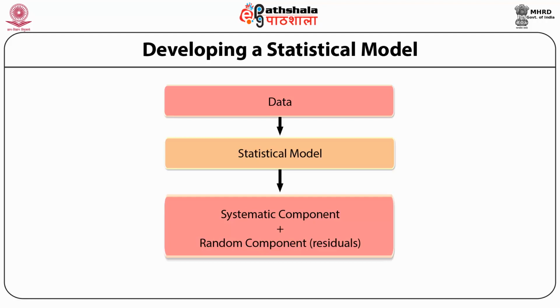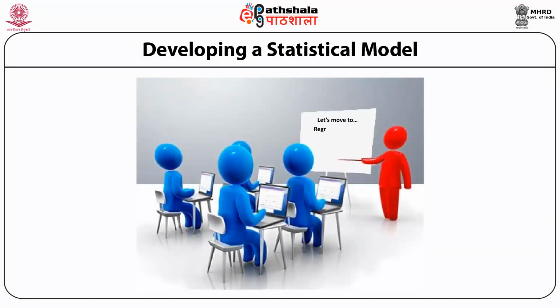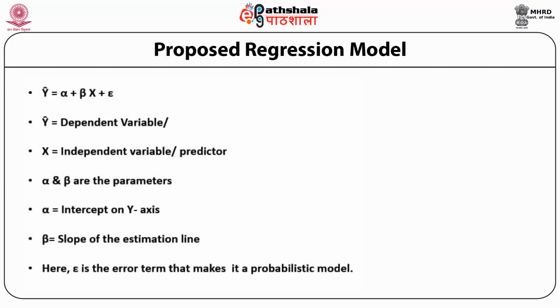So now we will try to develop a regression model that can help us in making the predictions, and we also want to keep the random component, that is also known as error or residual of prediction, at the minimum level. So the proposed regression model is mentioned in this slide as y cap is equal to alpha plus beta x plus epsilon.